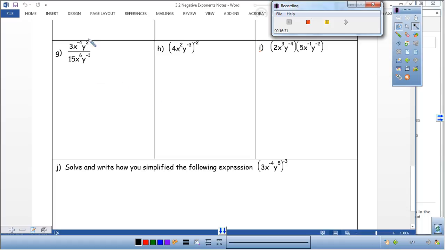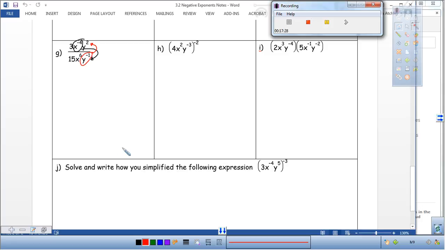Okay? So on this, you can follow rules of exponents and add and subtract their exponents, or you can move the negative exponents. We're going to move the negative exponents. So I'm going to take this x to the negative 4. It's the only thing with the negative exponent on top, and it's going to move to the bottom. So y to the negative 1 has the negative exponent, so it's going to move to the top. Any questions over that?